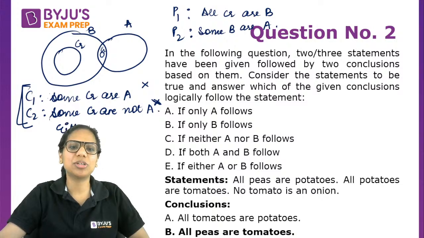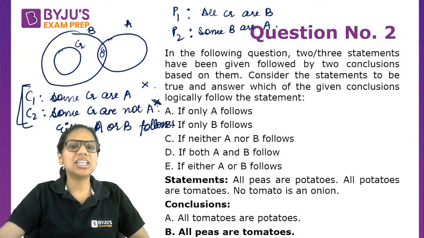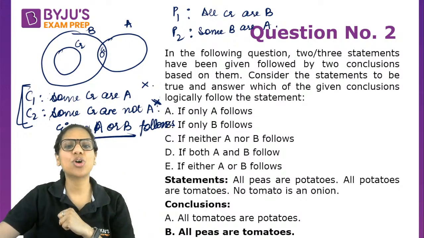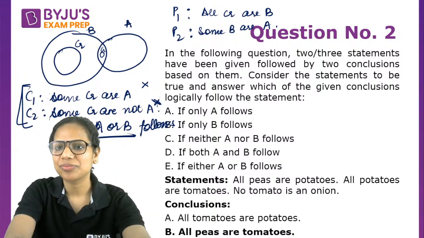Either A or B follows. Individually, neither of them does, but in case this is not true, then this is true. So either A or B shows a dependence and the exhaustive nature of the conclusions, that they cover all the possibilities between them. I hope this is clear to everybody. Either A or B.